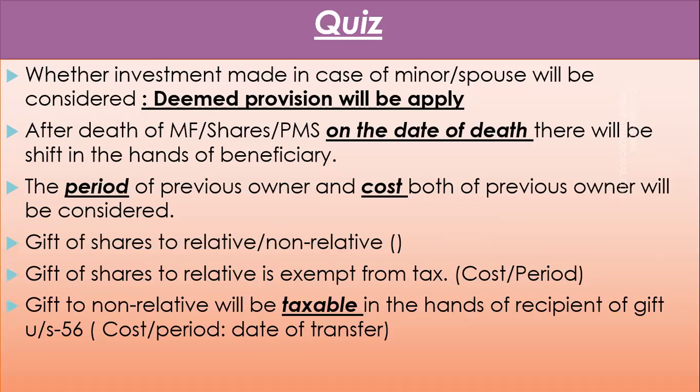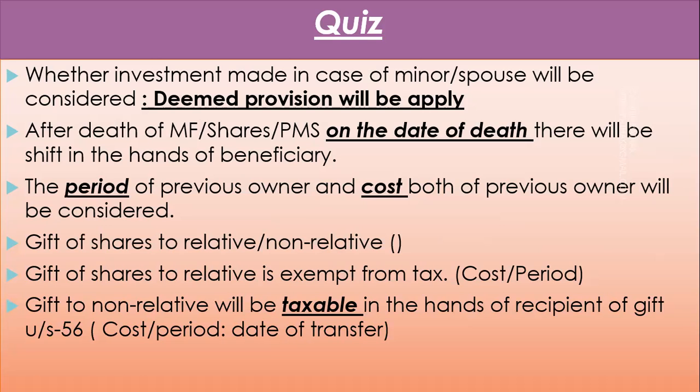Whether investment made in the name of minor or spouse will be considered. In case of a minor or a spouse, it would be deemed that the minor's father or mother or spouse will be the deemed owner, and the period for which he has already invested would be considered.